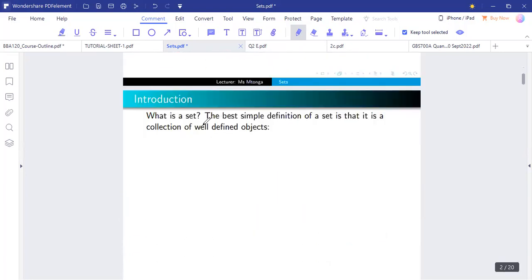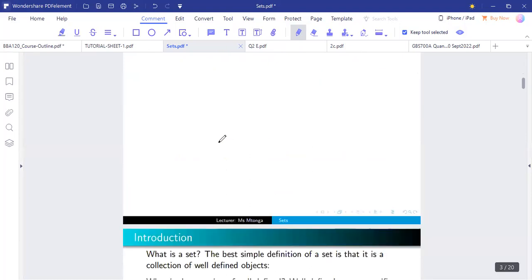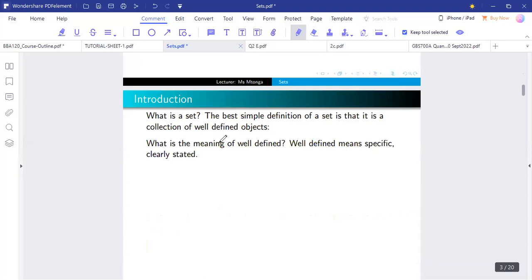Now, the best definition of a set is that it's a collection of well-defined objects. These objects may have something in common. So what is the meaning of well-defined? When we're talking about well-defined, we're looking at specific and clearly stated objects.